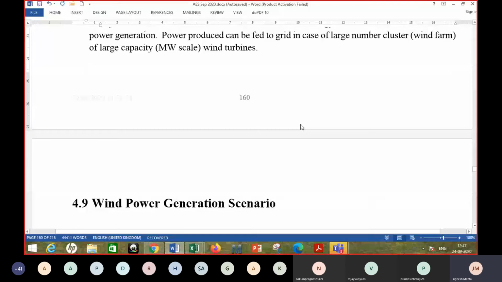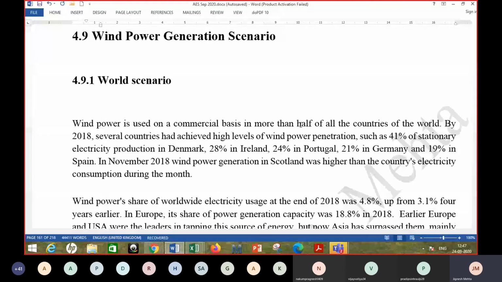So let's talk about the wind power generation scenario, the world scenario first. Wind energy is actually one of the earliest renewable energy sources which became commercialized. Now it is used on a commercial basis in more than half of all the countries in the world. So it has become quite common now throughout the world.